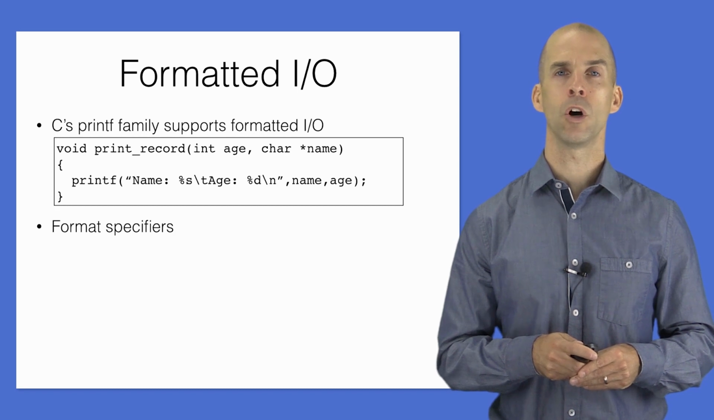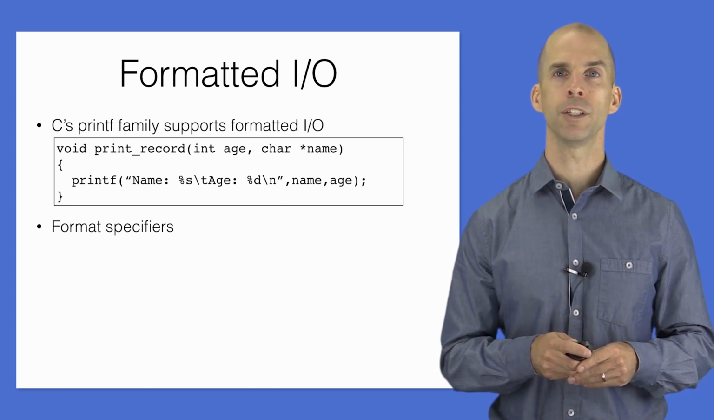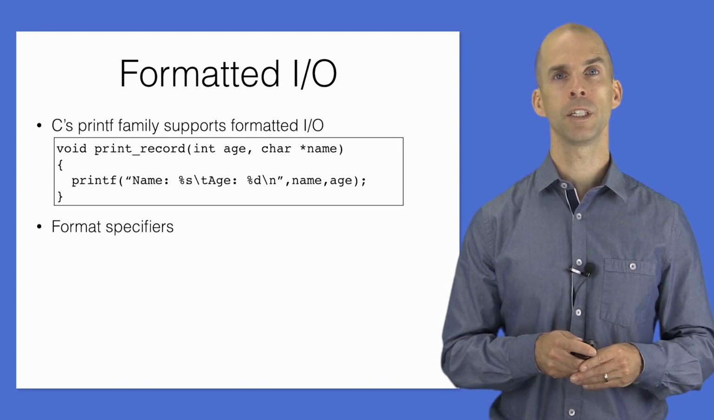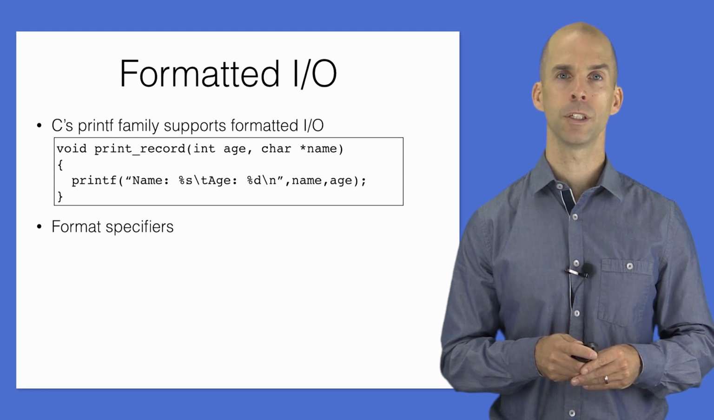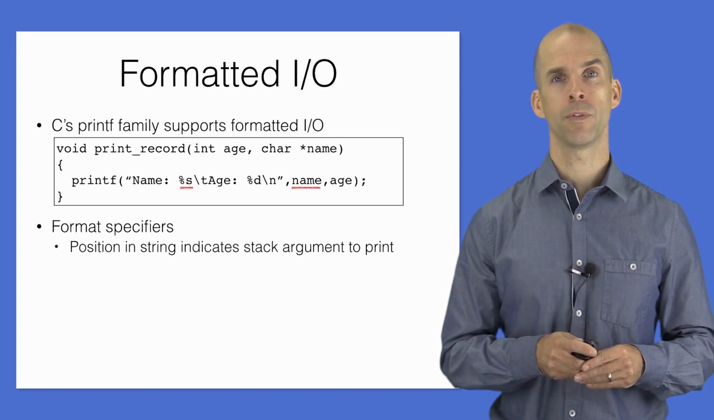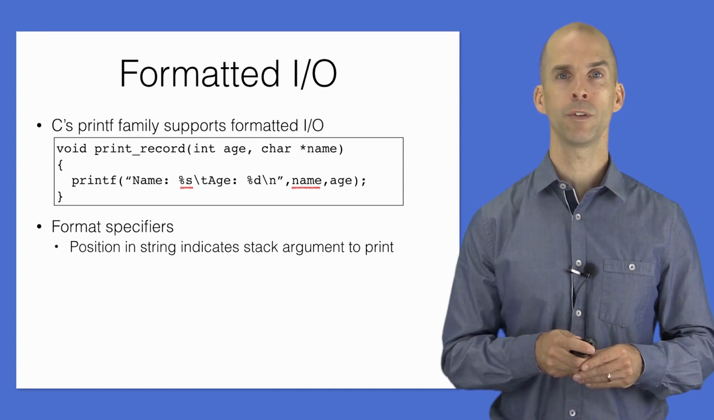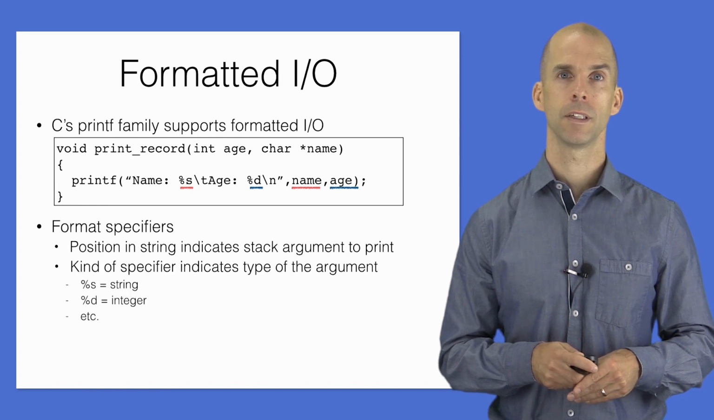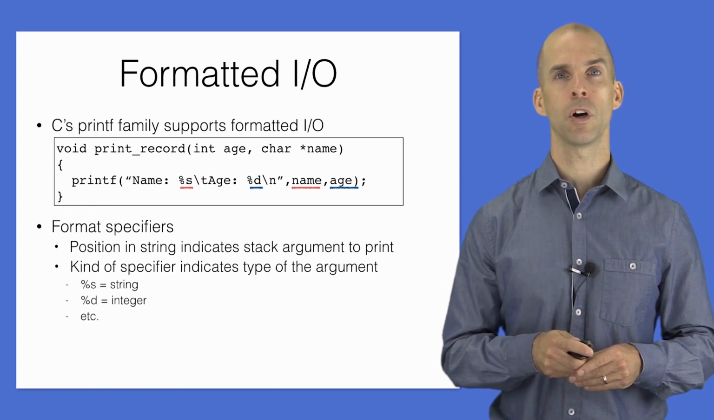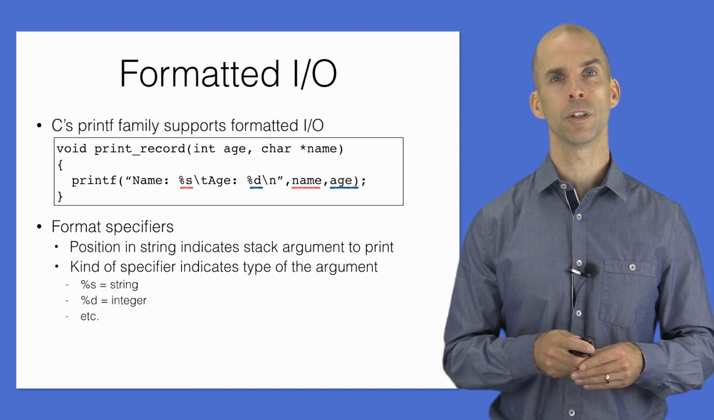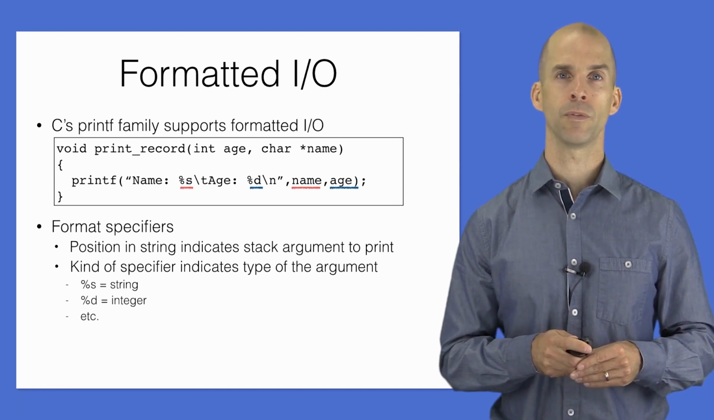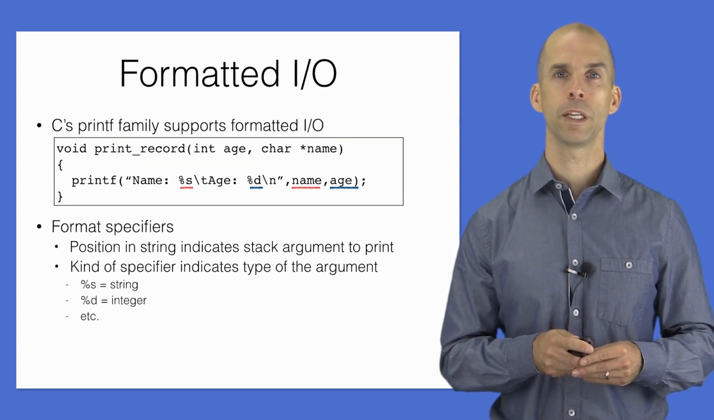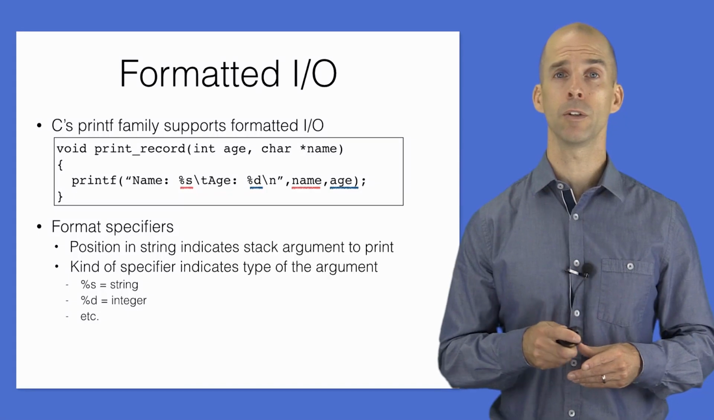Format strings use what are called format specifiers to indicate how data should be formatted. For example, the code snippet shown here prints out a record consisting of an individual's name and age. The first format specifier applies to the first argument following the format string, and the second specifier applies to the second argument. In this case, the first argument is a string and the second is an integer. There are also many other kinds of specifiers too. Now let's see how a simple misunderstanding of how format strings should be used can lead to a serious vulnerability.